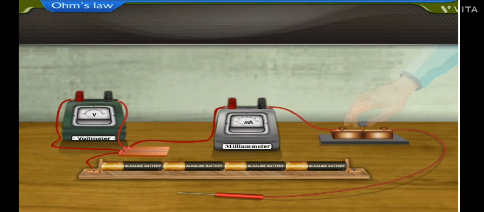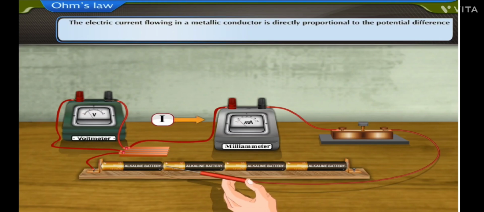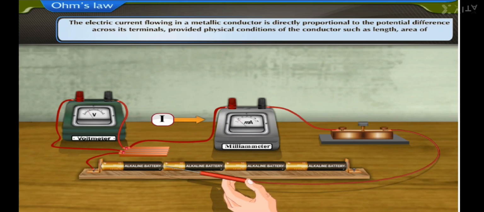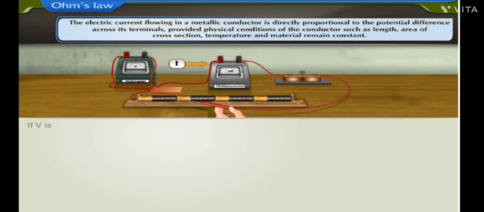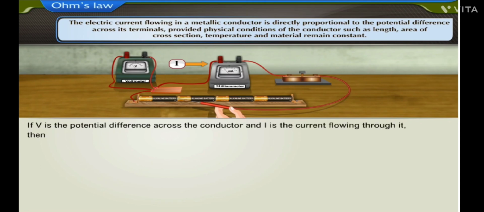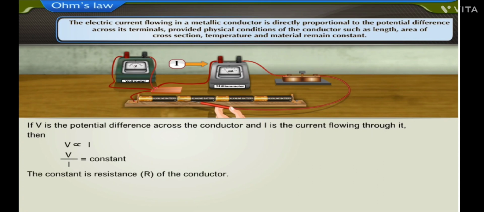Statement. The electric current flowing in a metallic conductor is directly proportional to the potential difference across its terminals, provided physical conditions of the conductor such as length, area of cross-section, temperature, and material remain constant. If V is the potential difference across the conductor and I is the current flowing through it, then V is proportional to I. Hence, V upon I is equal to a constant. This constant is the resistance R of the conductor. Hence, V is equal to IR. This is the mathematical form of Ohm's law.